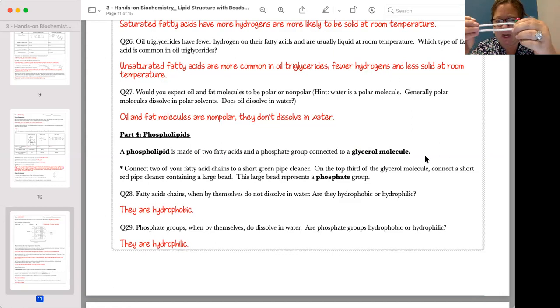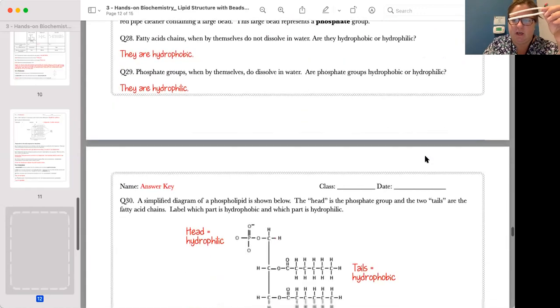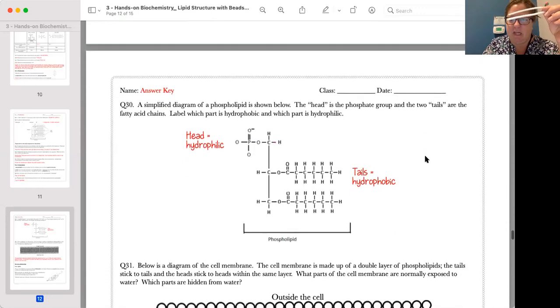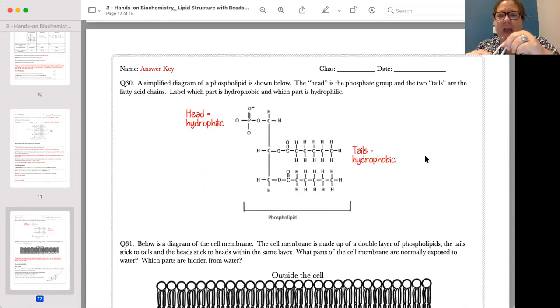Okay, fatty acid chains, when by themselves, do not dissolve in water. They are hydrophobic. They have a phobia of water. However, the phosphate group is hydrophilic. It loves water. So this is one of the things that God designed to help us in many areas, because it has a head, which is the phosphate group, and the two fatty acids are the tail.